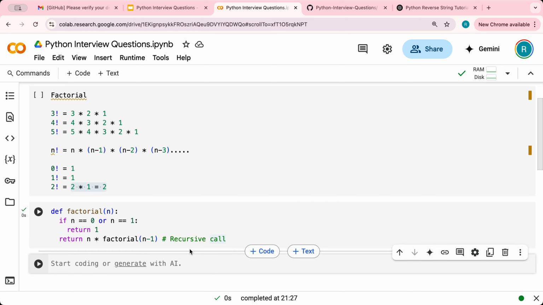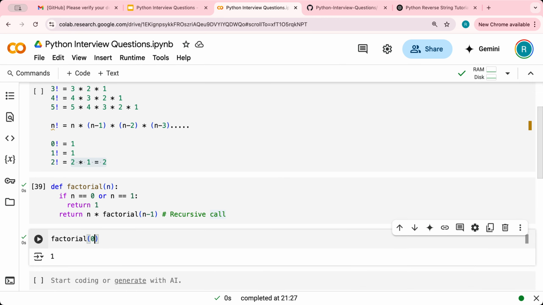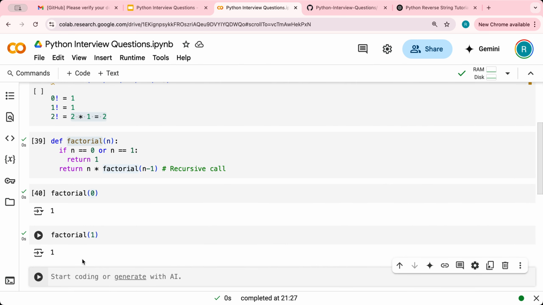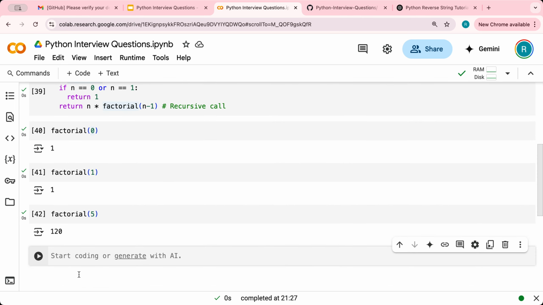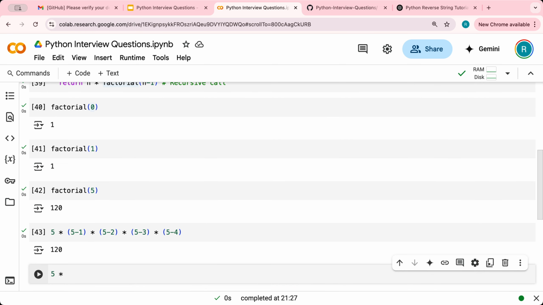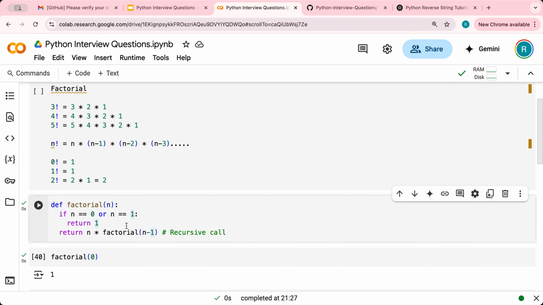Okay, let's execute this. Now let's see factorial of 0, it's going to return 1, and factorial of 1 is 1. Let's try factorial of 5, it's 120. So how is it computed? 5 into 5 minus 1, multiplied by 5 minus 2, multiplied by 5 minus 3, multiplied by 5 minus 4, or else I can say 5 multiplied by 4 multiplied by 3 multiplied by 2 multiplied by 1. This is how we can write a program which helps us find factorials.